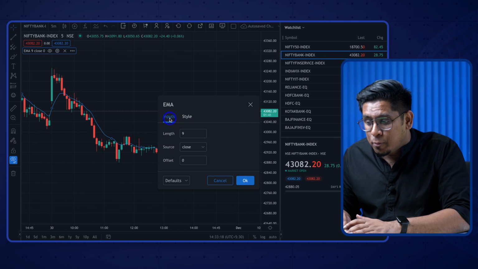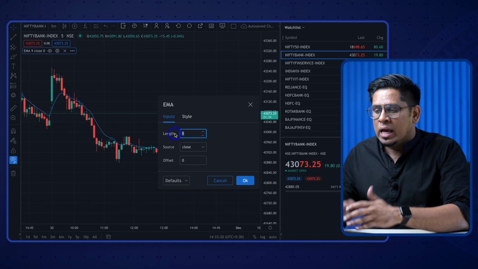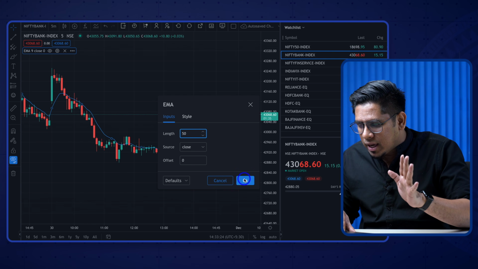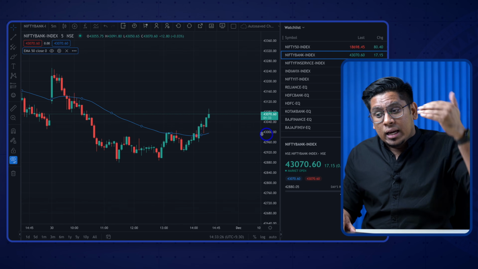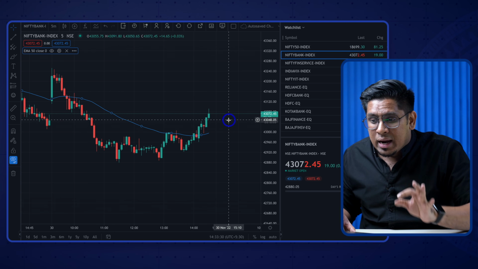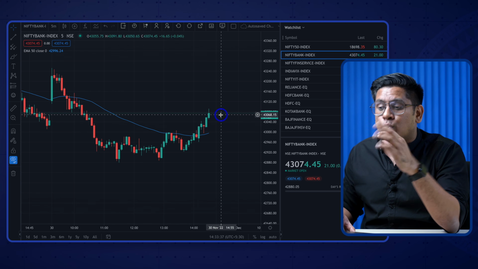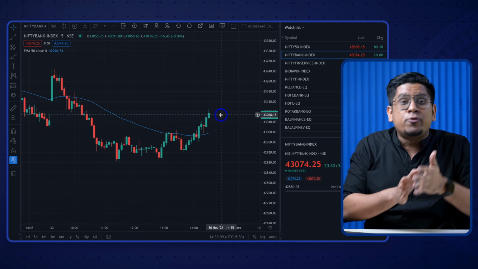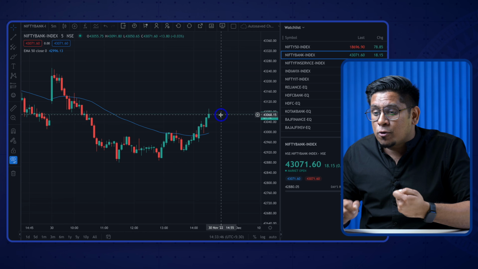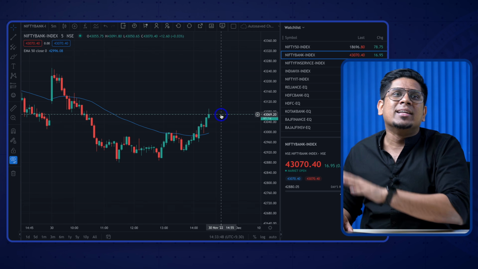So just like that, if you go here, you can click on the settings button and go to inputs and change the length here. Say you want to give 50. Okay, just taking an example. 50 I'm taking, clicking on OK. Now see, the curve actually got smoothened. And what is the value now? It is 42,996. What does it mean? Over the last 50 time periods, which are 55-minute candles, the average price of Bank Nifty is 42,996.